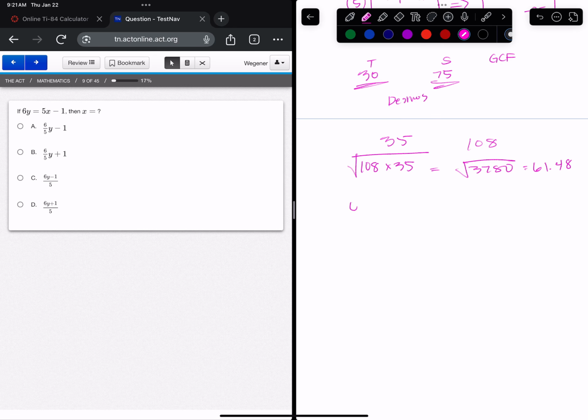So we have 6y equals 5x minus 1. We're asked what x is. For this one, my advice is you just gotta isolate x by itself. So add 1 to both sides, so we have 6y plus 1. I want to divide both sides by 5, and my x value is 6y plus 1 over 5. So I believe that it's not C, it's D. Just be careful. It was a plus 1, because I wanted to get rid of this minus 1 on the right side, so I add 1 to both sides.